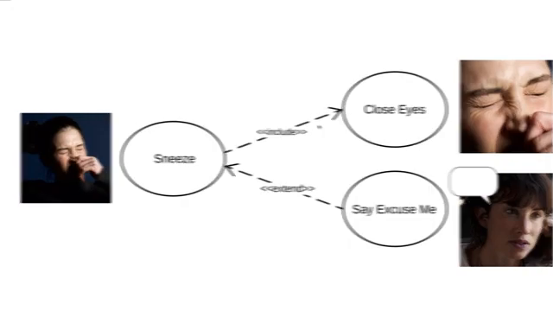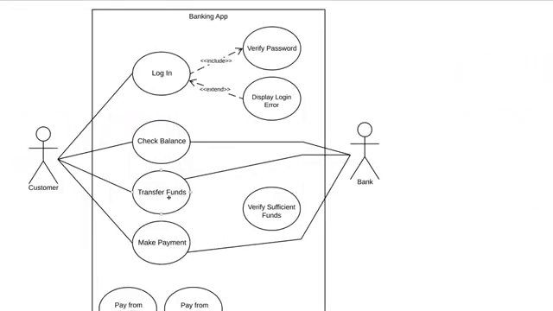directions. One quick thing to note is that multiple base use cases can point to the same included or extended use case. For example, both transfer funds and make payment are going to point to verify sufficient funds as an included use case. We want our banking app to make this check every time either of these base use cases occur. You don't need to duplicate the verify sufficient funds use case. The simpler your diagram, the better.